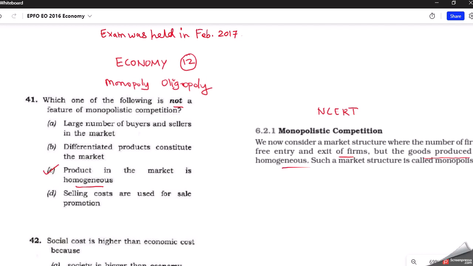In this monopolistic competition, firms are free to start producing a commodity or stop production. That is, entry and exit is free in monopolistic competition. And these industries or organizations do heavy advertising and marketing, which is commonly seen in these firms. So these are some of the features of monopolistic competition. Microeconomics is important for our EPFO examination, as we can see that questions have been asked from this.